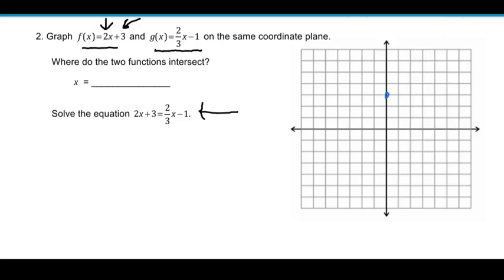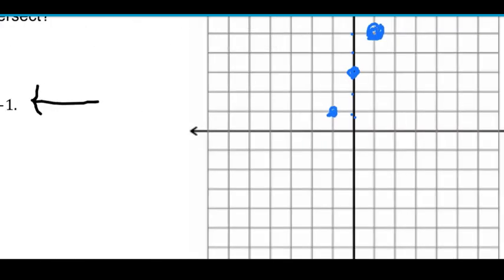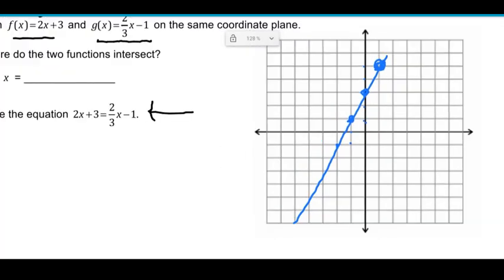So 0, 3, and then we're going to go up 1, 2, and run 1, because the slope is 2 over 1. And then let's just go from the original point down 1, 2, and run 1 to the left. All right, let me zoom in on that, make it look a little bit better. Okay, and let's do it one more time, actually. 1, 2, 1 to the left. Okay, and there is our first function representing the left side of our equal sign.